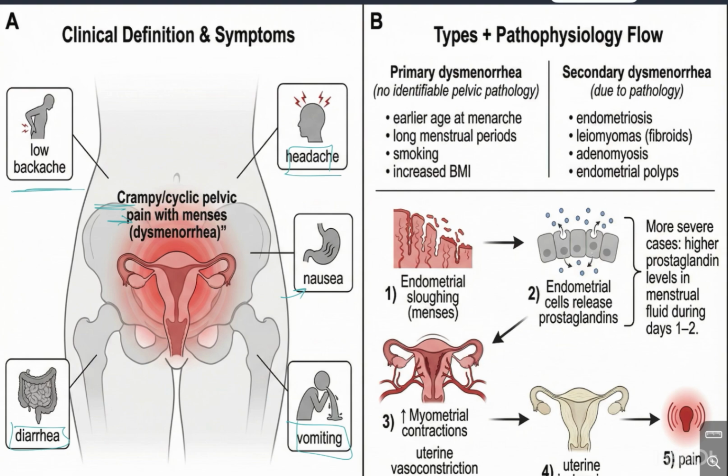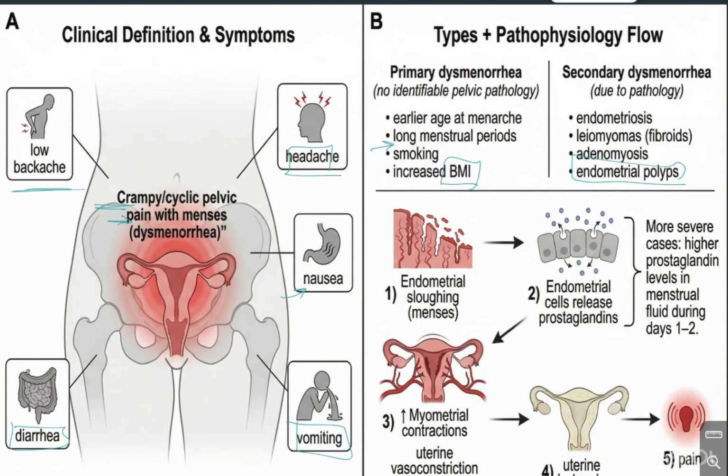For primary dysmenorrhea, there is a group of factors that increase the possibility for a girl, or let's say this group of girls, to have dysmenorrhea. These are earlier age at menarche, long menstrual period, smoking, and the last one is increased BMI. While secondary dysmenorrhea is associated with underlying pathology that includes endometriosis, leiomyoma, adenomyosis, and endometrial polyps.